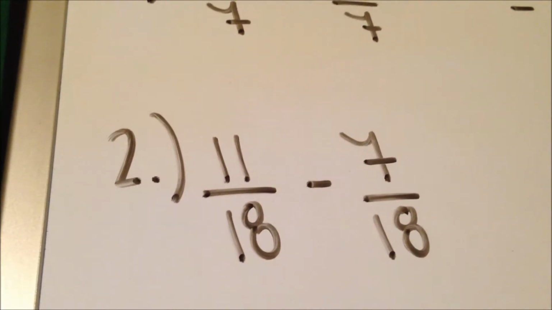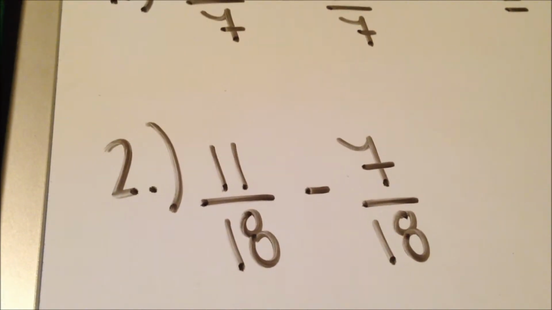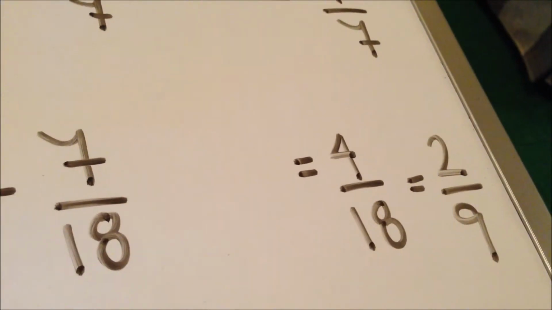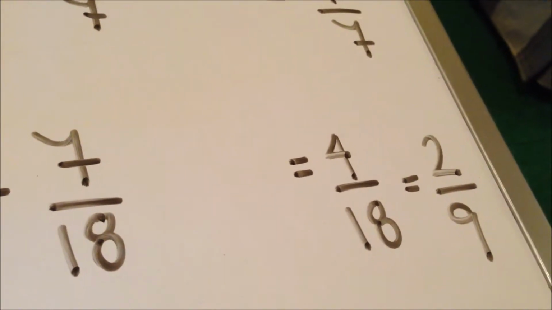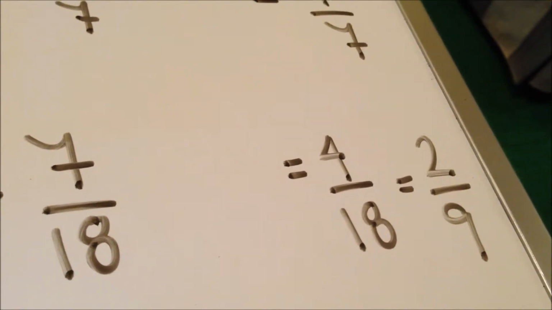Easy enough. Number 2, 11/18 minus 7/18. Same concept. 11 minus 7 gives us 4/18. Notice that we can reduce 4/18. Both 4 and 18 are divisible by 2, so your final answer would be 2/9.